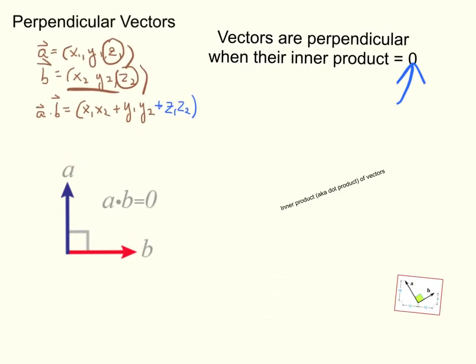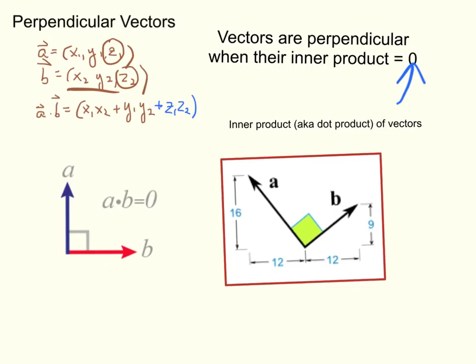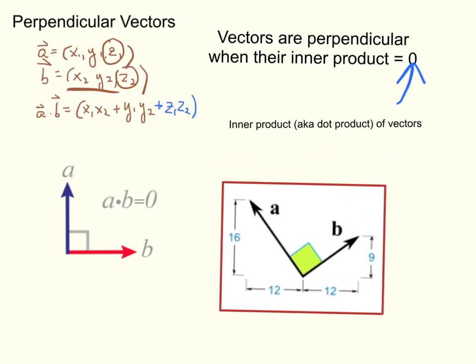Before I forget, I have this over here. The inner product also goes by another name. It's called the dot product. They're synonymous. So either way, inner product, dot product, it's what I'm about to show you right now. Here, now this is only 2 dimensions, okay? We don't have a z value, so that z value right here would just be 0, which would be like adding a 0 right there, and it's not necessary.